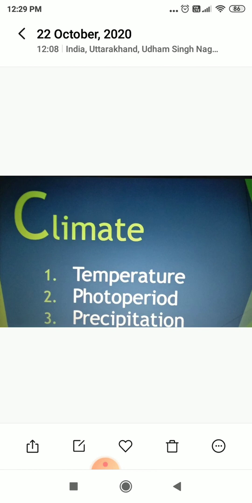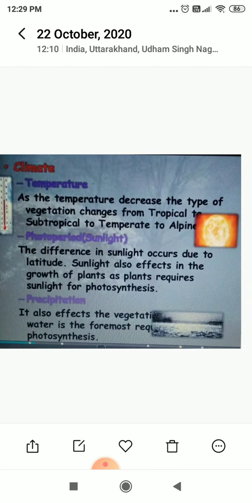Now we will see the climatic factors of natural vegetation. Under this climatic factor, we have taken three subtopics: temperature, photoperiod, and precipitation. One by one, we will talk about temperature, photoperiod, and precipitation.